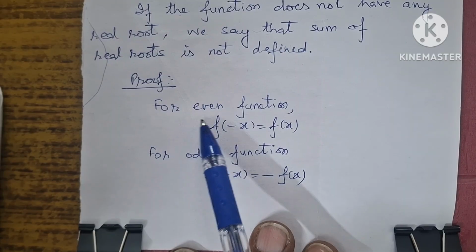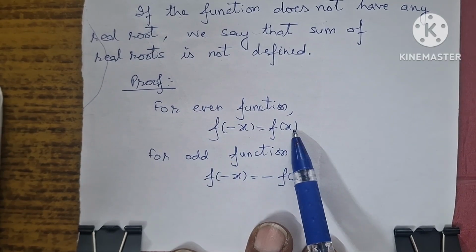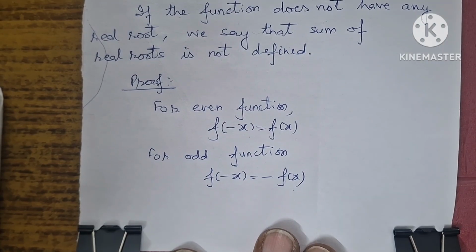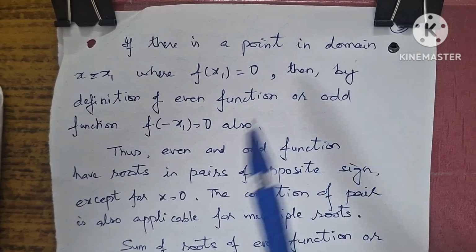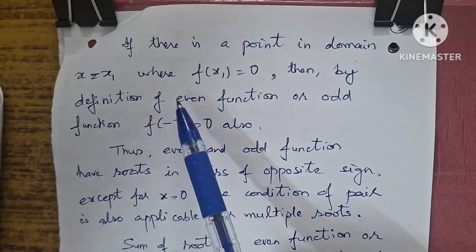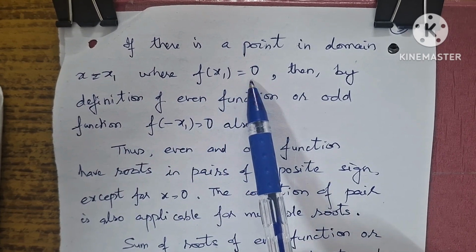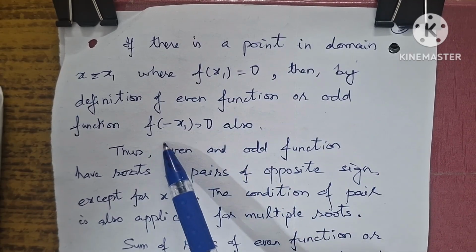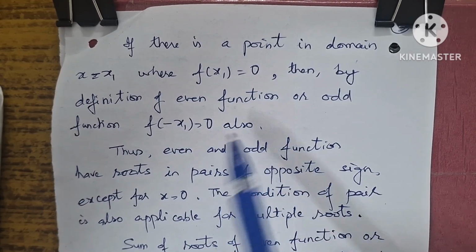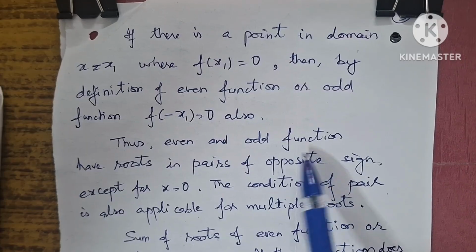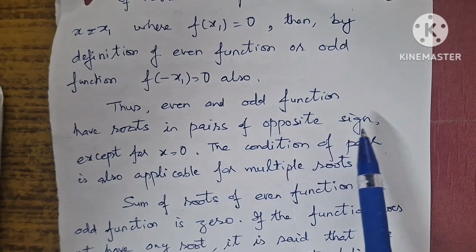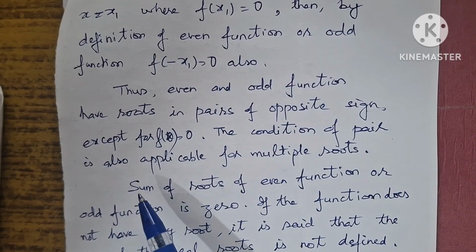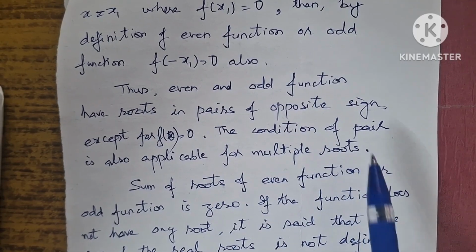By definition, for an even function, f(-x) is equal to f(x). For an odd function, f(-x) is equal to minus f(x). If there is a point in the domain x is equal to x1 where f(x1) is equal to 0, then by definition of even function or odd function, f(-x1) is also 0. Thus, even and odd functions have roots in pairs of opposite sign, except 0 is equal to 0. The condition of pair is also applicable for multiple roots.